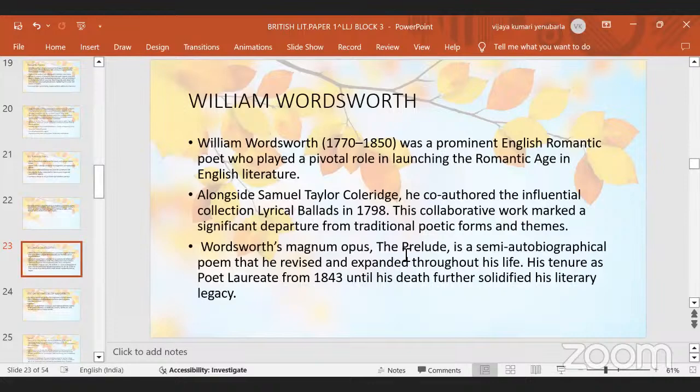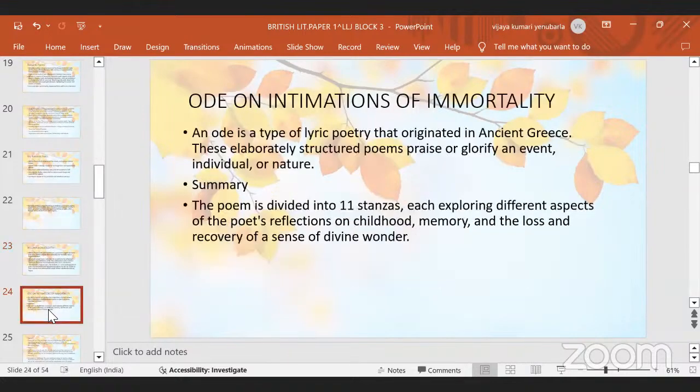Wordsworth's magnum opus, The Prelude, is a semi-autobiographical poem that he revised and expanded throughout his life. His tenure as poet laureate from 1843 until his death further solidified his literary legacy. So he was appointed as poet laureate. Ode on Intimations of Immortality. This is our poem by Wordsworth.